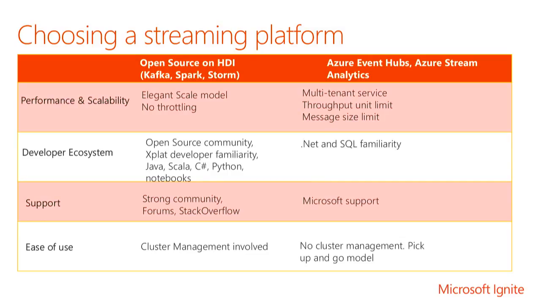So given these trade-offs, you want to understand which technologies fit best for your use case and make a call between the open source on HDInsight versus the multi-tenant models. And that's not to say that they don't interact with each other. You can have Event Hubs that interact with Storm, or you can have Kafka that interact with other analytics as well.